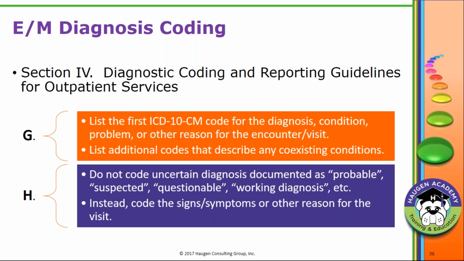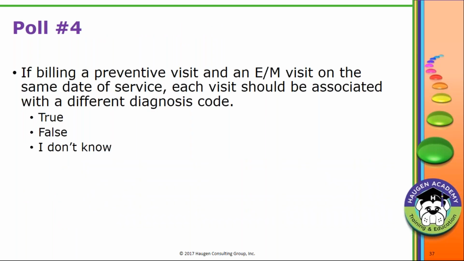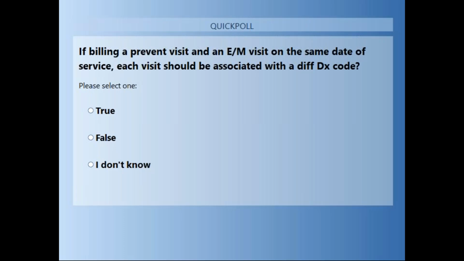And instead, we'll have to code the signs and symptoms for those types of diagnoses. And this brings us right into, I think, our last polling question. Yep, you are correct. It is our last polling question. So it's your last chance to give us your thoughts. So the question is, if billing a preventative visit and an E&M visit on the same date of service, each visit should be associated with a different diagnosis code.